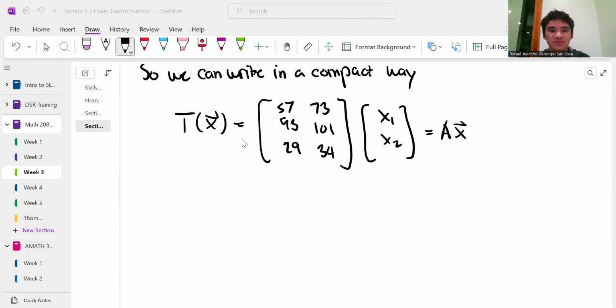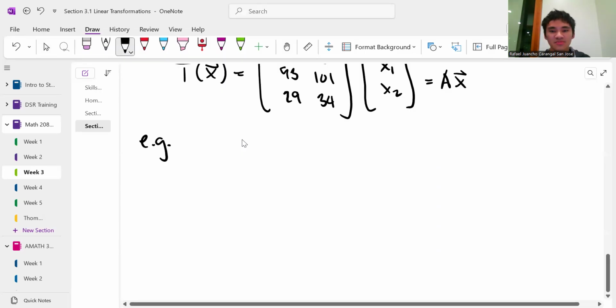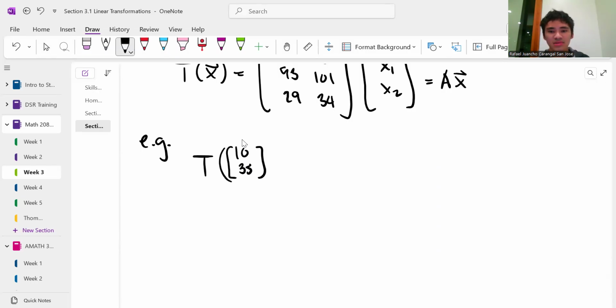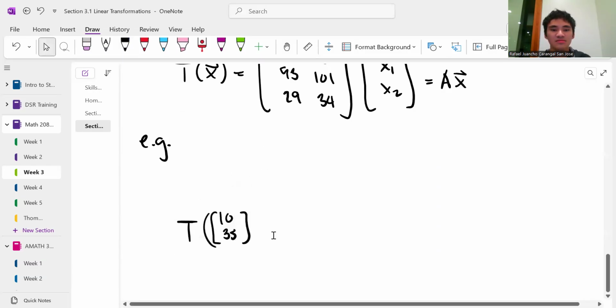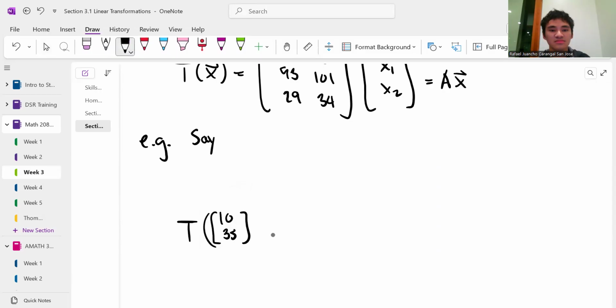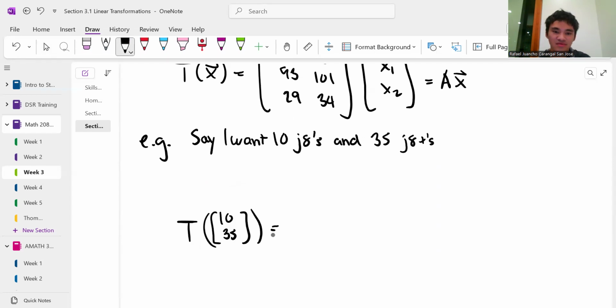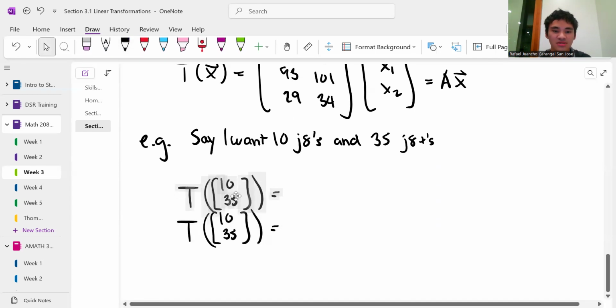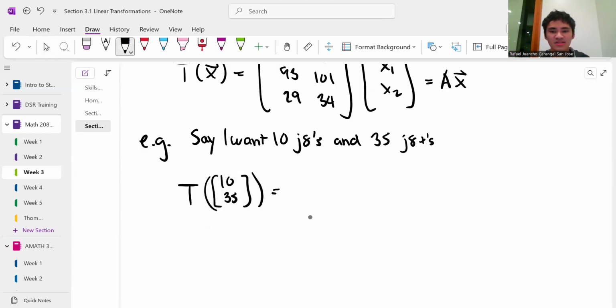And now let's go back to the example. So to translate everything I just said, let's say I want 10 J8s and 35 J8 pluses. So we would have this vector here that corresponds to J8 and J8 pluses.